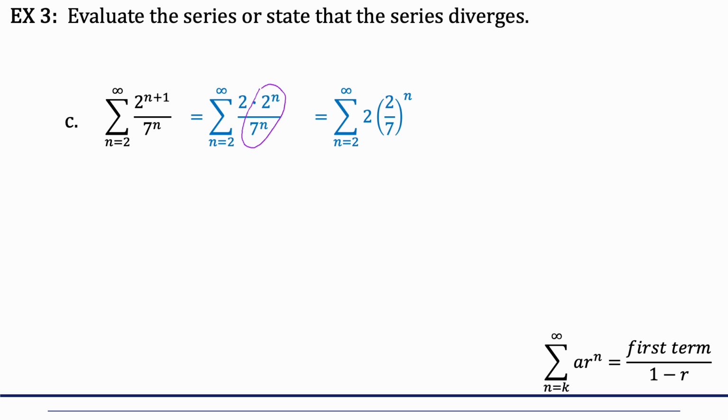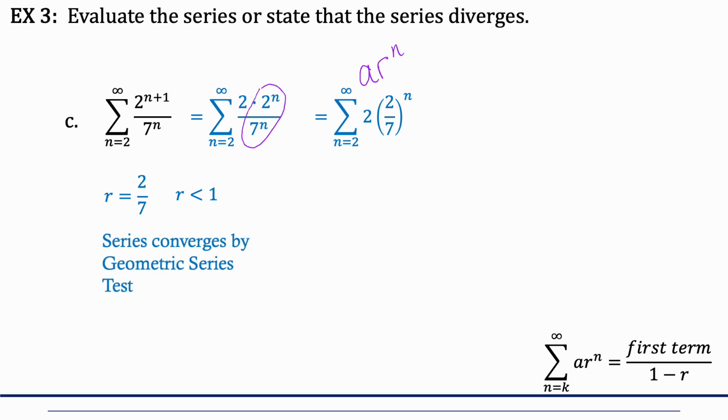And now we have, once again, our a, r to the n format, where our common ratio is 2/7, which is less than 1, so the series converges by the geometric series test. We know what it converges to, first term over 1 minus r. Check out the index, it's n equals 2 this time. So our first term is 2 to the 2 plus 1 over 7 squared, which is 8/49. So 8/49 over 1 minus 2/7.